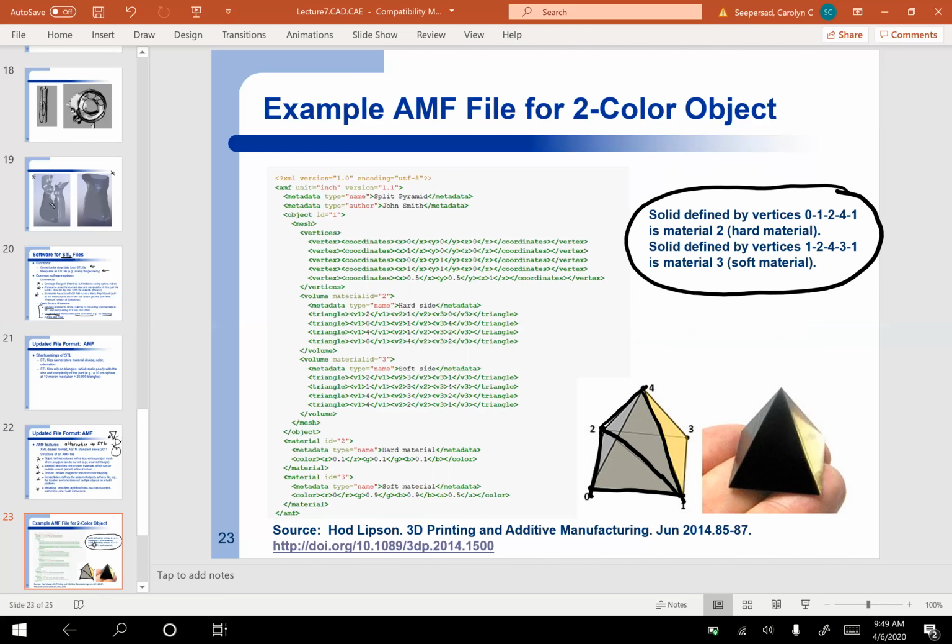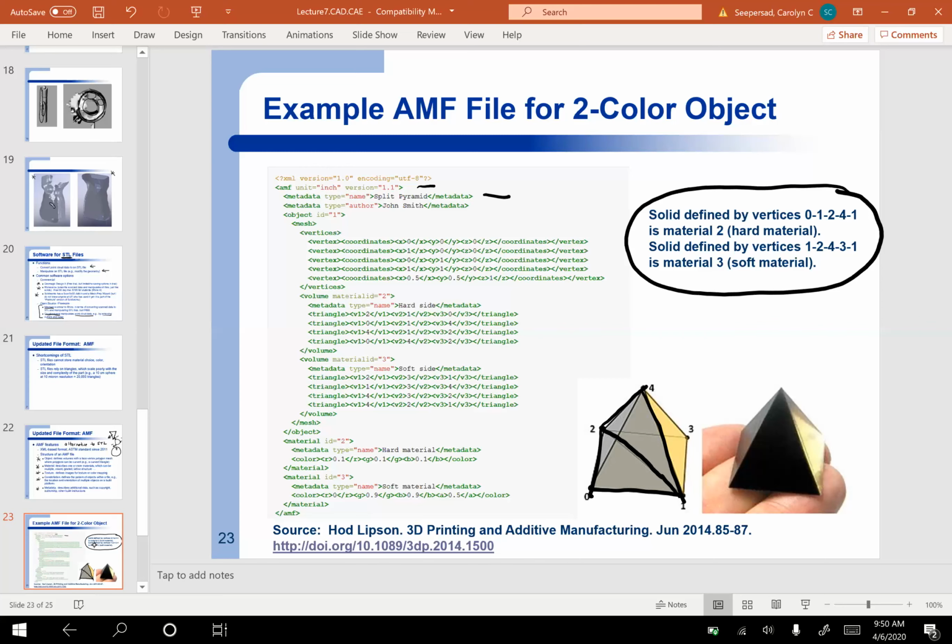Okay, so if we look at the AMF file, what we've got here is it starts out by defining units, right? Okay, so it's going to be in inches, which is something that STL files unfortunately often don't define. So you have to guess what the units are, whether it's inches or millimeters. And that can be a source of confusion. We're going to give it a name.